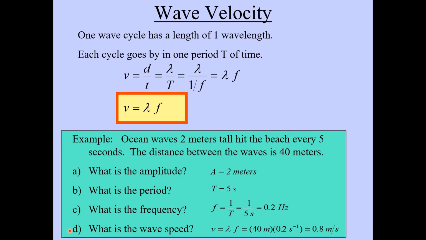And finally, what is the wave speed? Well, wave speed, v, is equal to lambda f. So lambda is the wavelength. So that's the distance between the waves. That's the distance between two peaks of ocean waves, which is 40 meters. So that's our wavelength, lambda. And our frequency, we just got that up here, is 0.2. And so 40 times 0.2 turns out to be, this is a typo here, that should be 8. I'll cover up the 0 point. That should be 8 meters per second, which is the speed of our wave there.